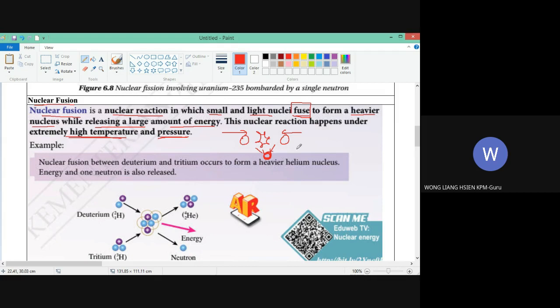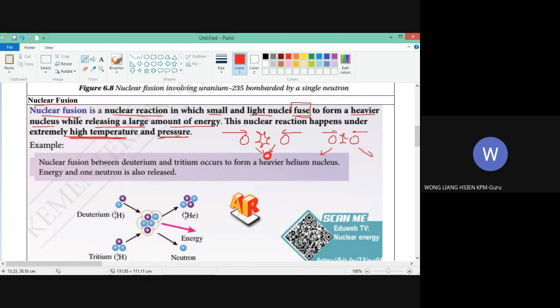That is why it needs extremely high temperature, so that the small and light nuclei have enough kinetic energy and can move very, very fast. When they move very fast, only then can they collide with each other and join together. If the kinetic energy is not enough, they will collide and just bounce off in the opposite direction. Okay, get the idea.